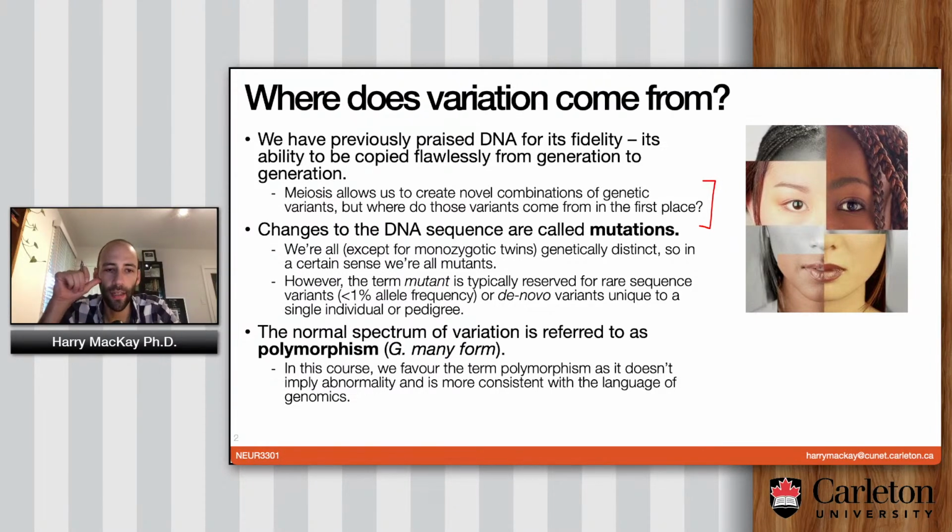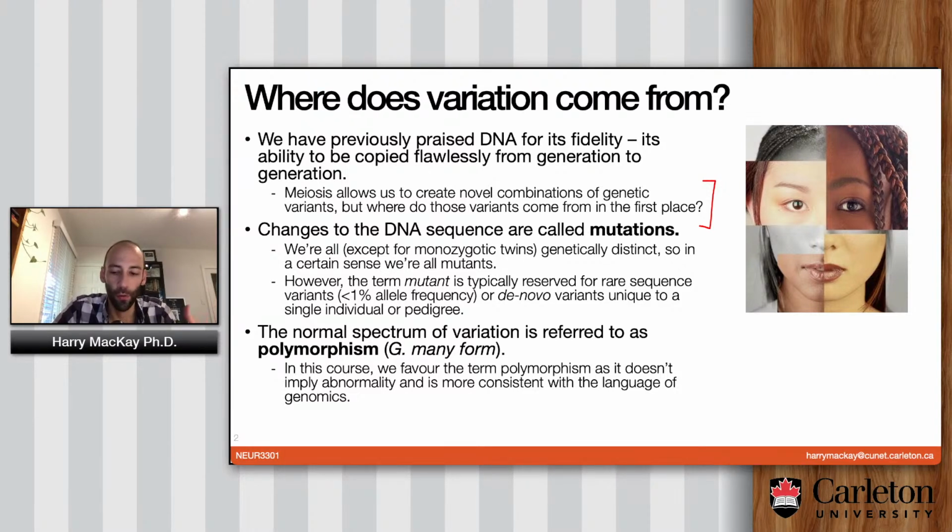Well, typically you would call changes to the DNA sequence mutations. We're all genetically distinct, of course, except for monozygotic twins, and so in a certain sense, we're all sort of mutants. There's no prototypical human that defines what the human genome is supposed to be. Anybody who doesn't have this exact sequence is somehow a mutant. It's discussed more in a relational or probabilistic way. You say that a given genotype is unusual among a certain group of people. That would be something of a mutation.